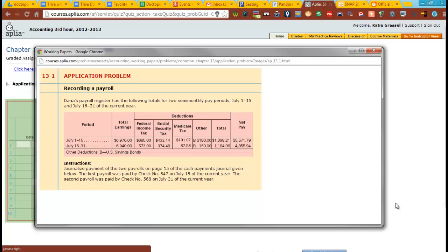Am I going to journalize the $1,398.21, which I'm finding here under total deductions? No. All of those are going to be done individually because I'm going to be journalizing federal income tax, Social Security, Medicare, and other. So do not use this $1,398.21 or that $1,184.06 because that really is the total of your deductions. You're just going to journalize those 2 pay periods based on your numbers from here.